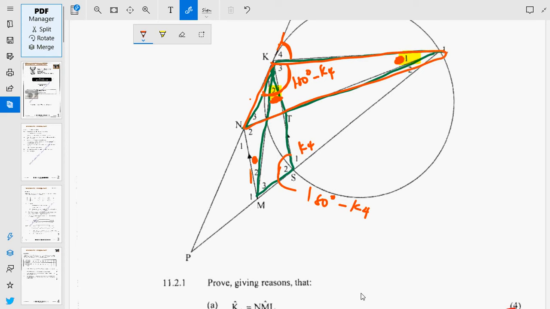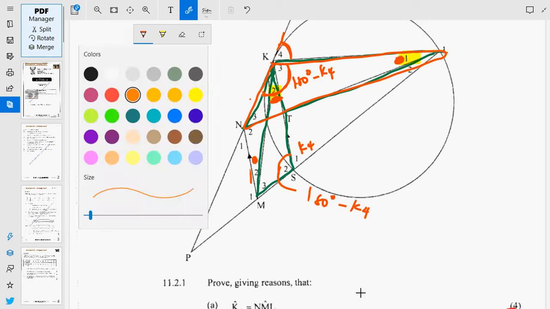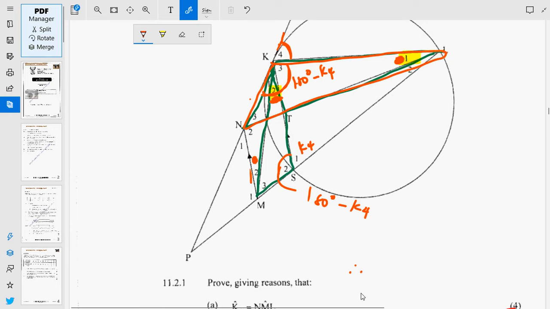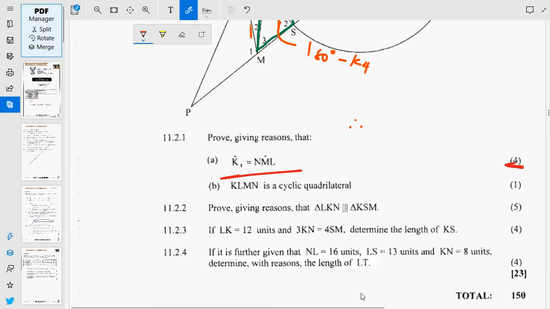So I've proved two angles to be equal in these two triangles. The third one is automatically equal because of angles in a triangle. So you can say, therefore, LKN is similar to KSN. I've proved angle, angle, angle. Okay. And now the last two parts are also tricky. This was a very tricky question.